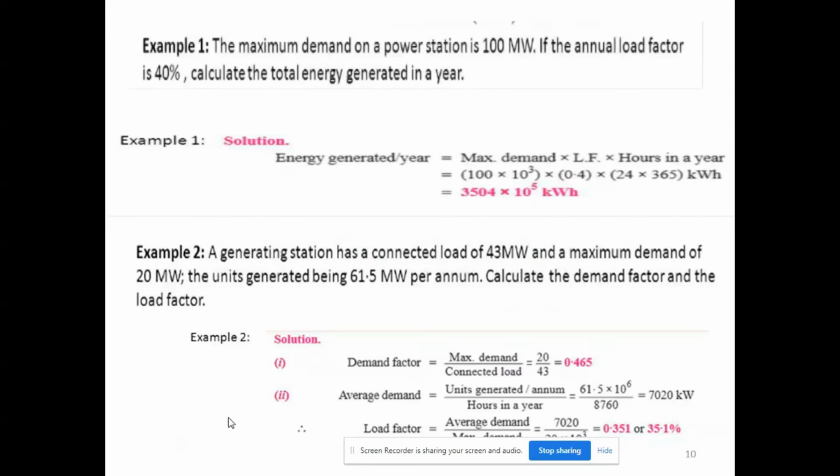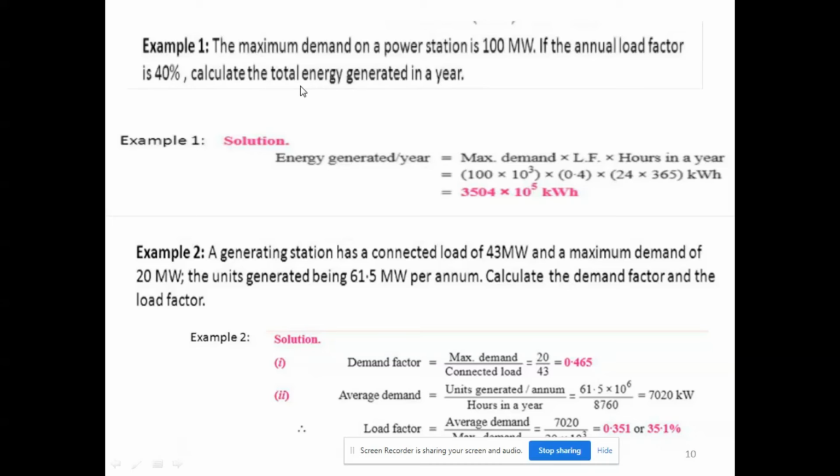Let us see one problem. The maximum demand on a power station is 100 megawatt. If the annual load factor is 40%, calculate the total energy generated in a year. Here, first write the given data. First they have given the maximum demand of the power station, which is 100 megawatt. Then they have given the annual load factor, which is 40%. They are asked to find the total energy generated in a year.